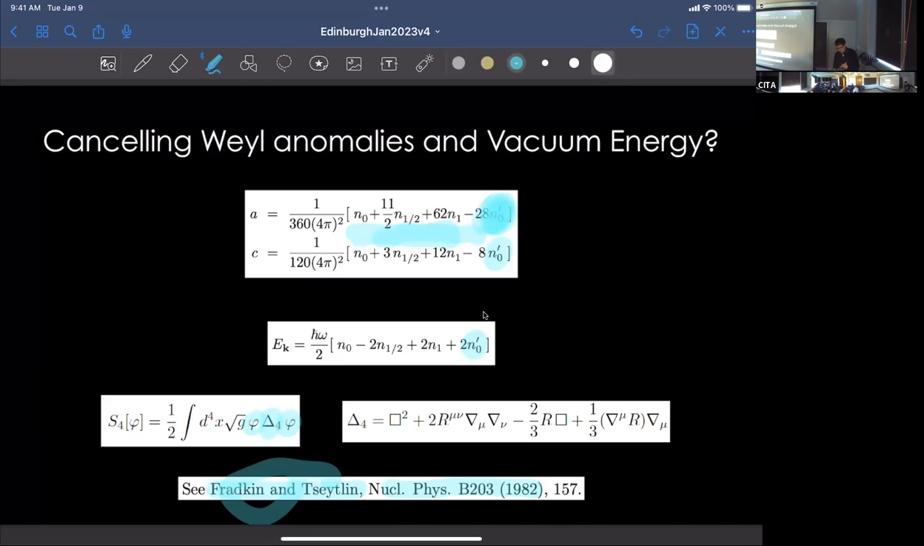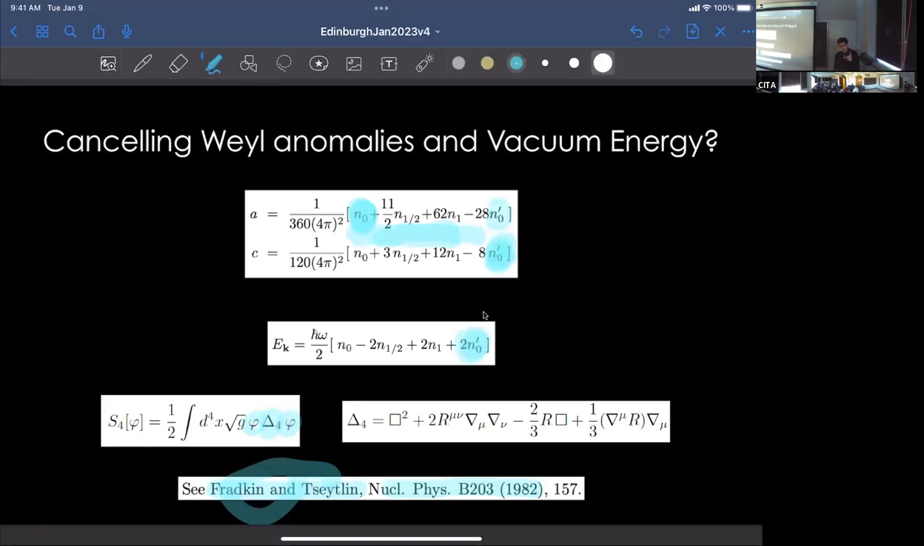But then I realized, if the Higgs field is not a fundamental field, if it's some sort of composite or emergent field, so n0 was actually zero, then if I choose n0 prime to be 36, this would cancel to zero. And then I was surprised to find that same 36 would also cause the C to cancel. And that same 36 would also cause the vacuum energy to cancel.